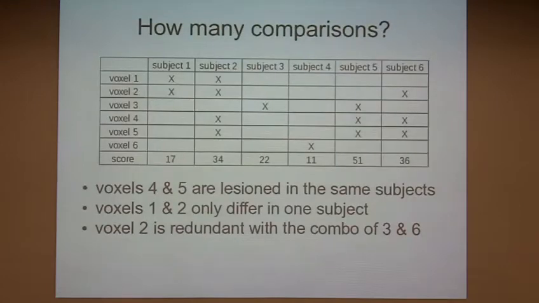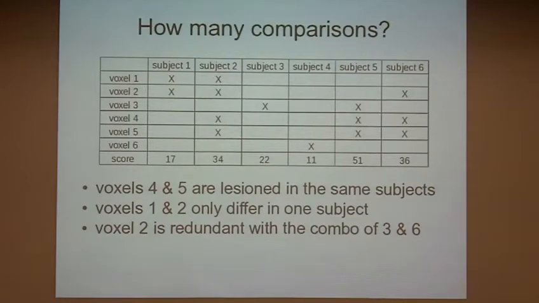And here's a sort of table of some VLSM data that I made up. This is not real data, of course. But you can imagine a table like this, a much bigger table that describes your VLSM study. So in each row is a voxel, and in each column is a subject. And on the bottom there, I just put in the scores just for the fun of it.